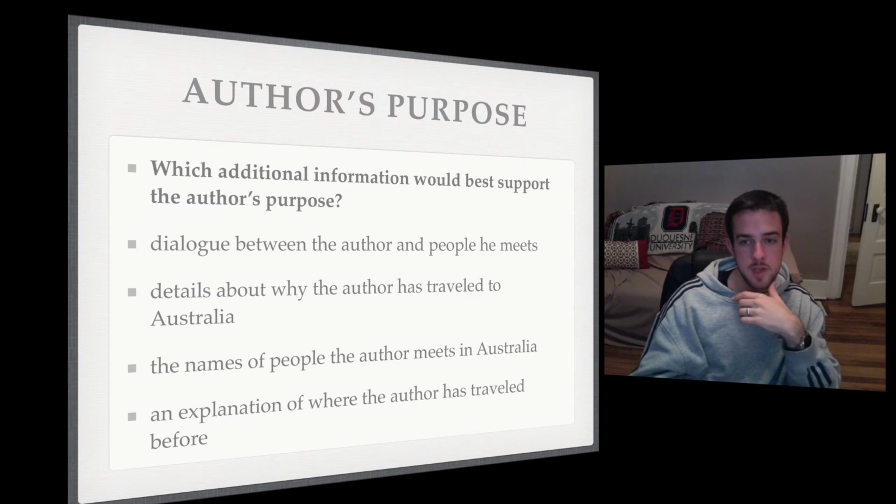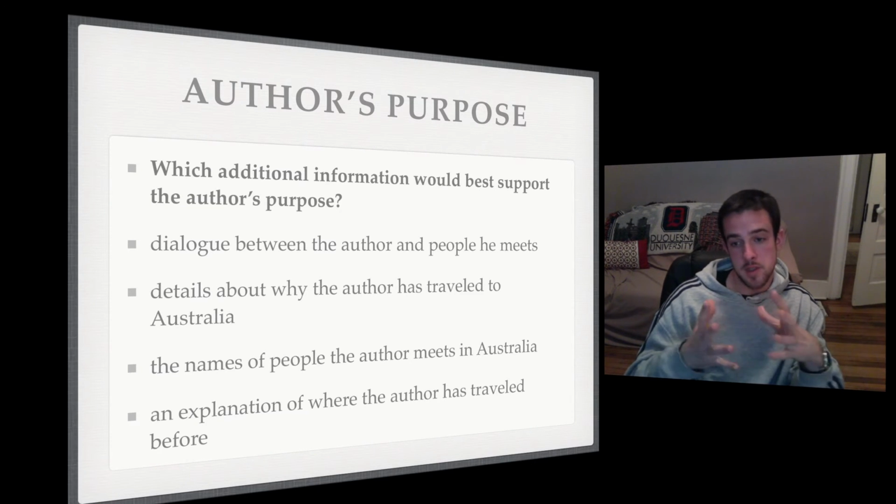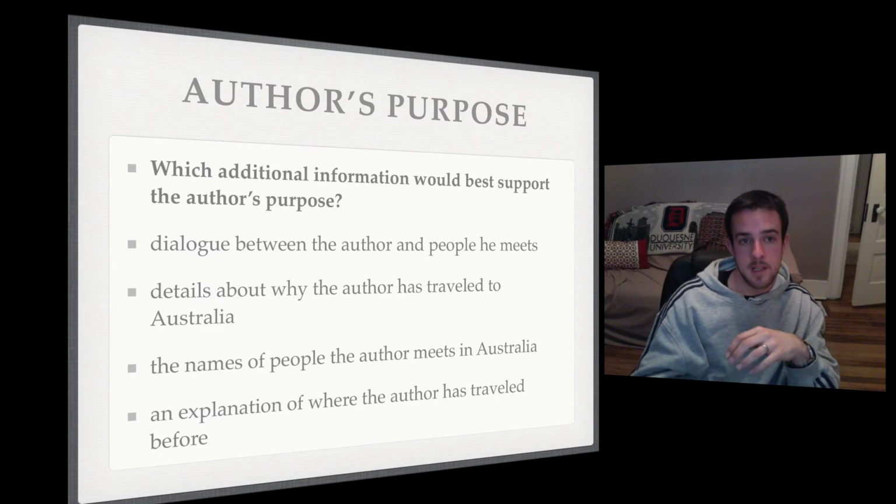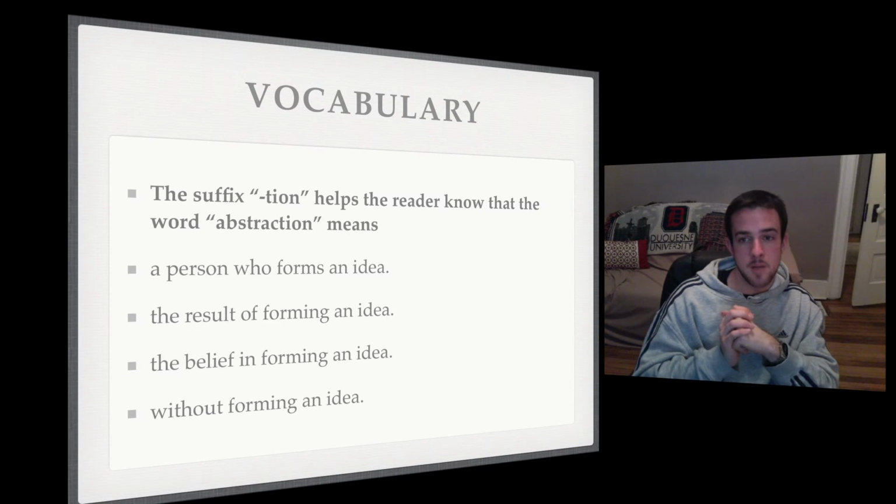What additional information would best support the author's purpose? So this might just be a general question. Let's move on. The suffix -tion helps the reader know that the word abstraction means what?